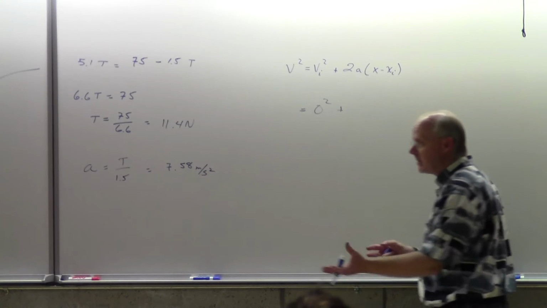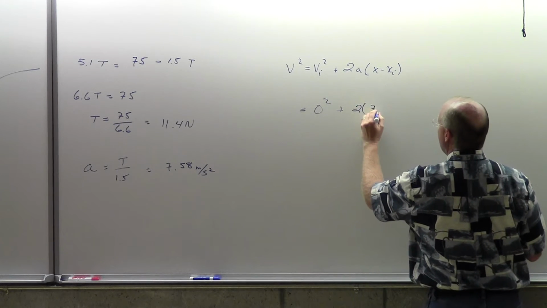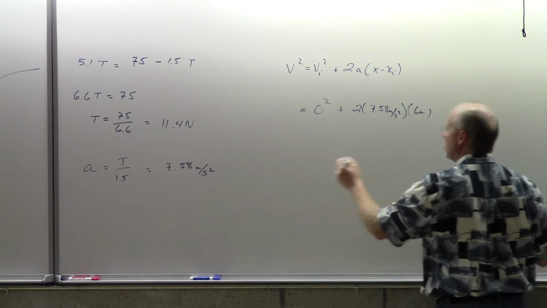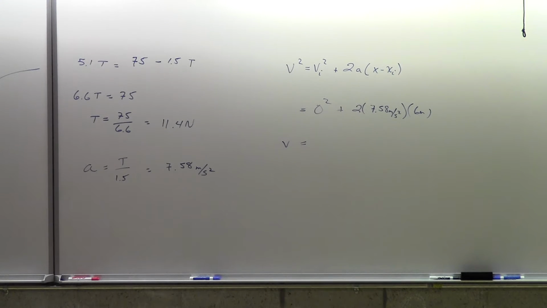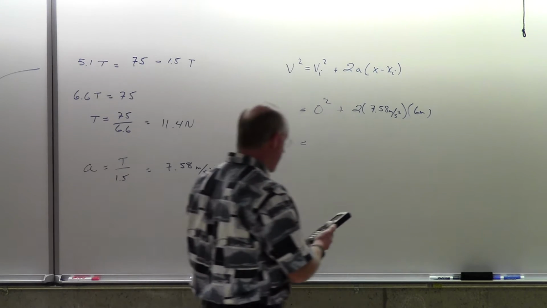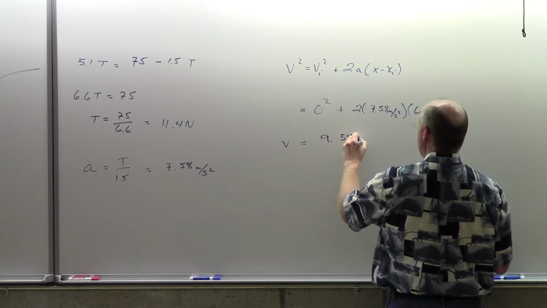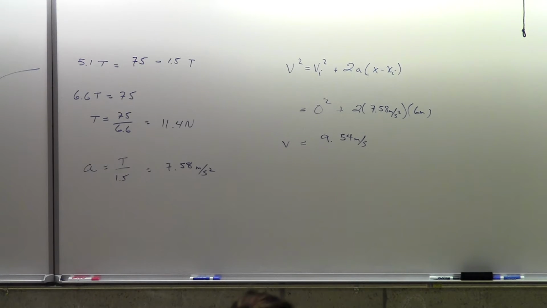release it from rest, so the initial speed is 0. So this is 2 times the acceleration, which is 7.58 meters per second squared, times the 6 meters it's going to go. So again, getting out our calculator and putting those together, 2 times 7.58 times 6, and the square root of all that is about 9.54. So 9.54 meters per second is the speed as I use Newton's laws of motion.